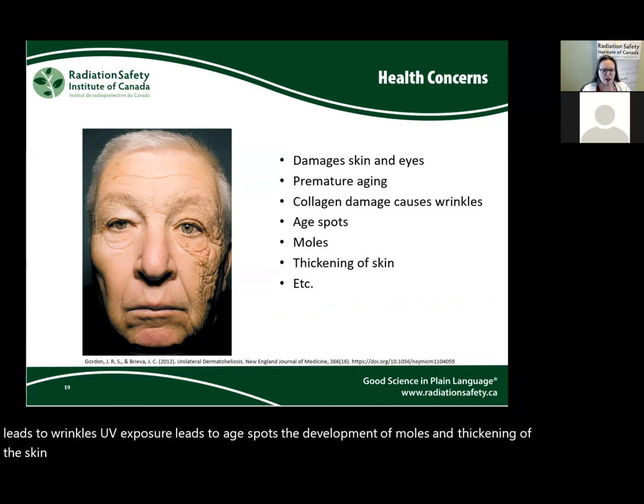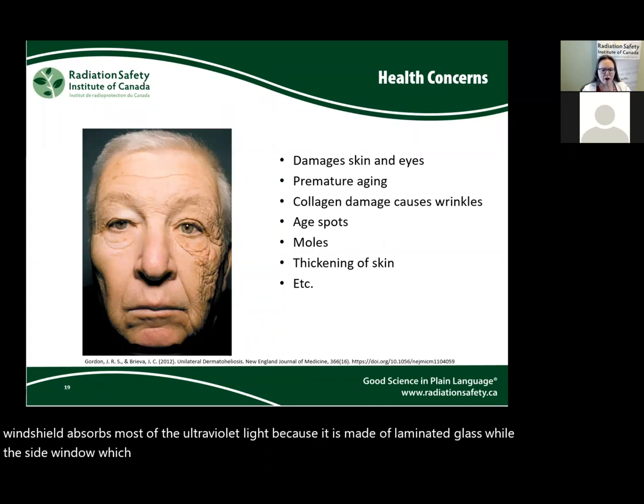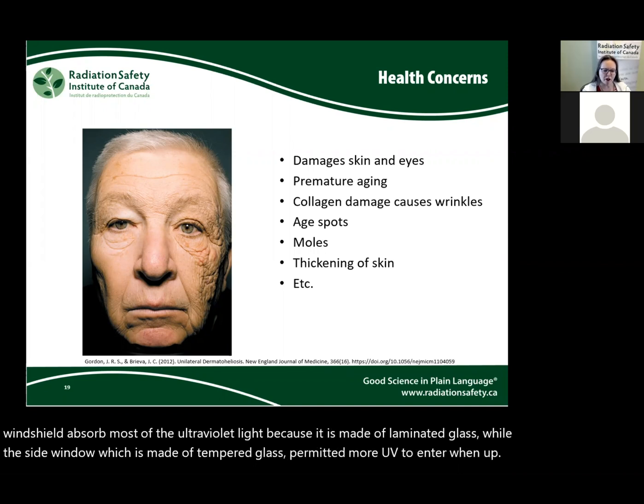For example, this gentleman was a truck driver. The windshield absorbed most of the ultraviolet light because it is made of laminated glass, while the side window, which is made of tempered glass, permitted more UV to enter when up and provided no protection at all when down.